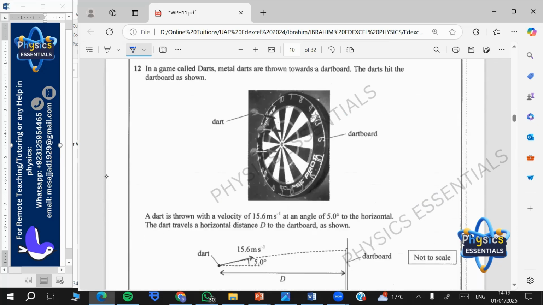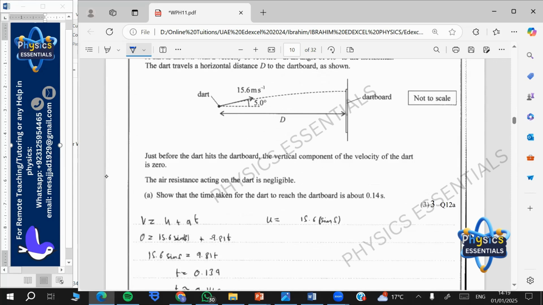So in a game called darts, metal darts are thrown towards the dartboard. The dart hits the dartboard as shown. A dart is thrown with a velocity of 15.6 at an angle of 5 degrees to the horizontal. The dart travels a horizontal distance d to the dartboard. Just before the dart hits the dartboard, the vertical component of the velocity of the dart is 0. The air resistance acting on the dart is negligible. Show that the time taken for the dart to reach the dartboard is about 0.14.